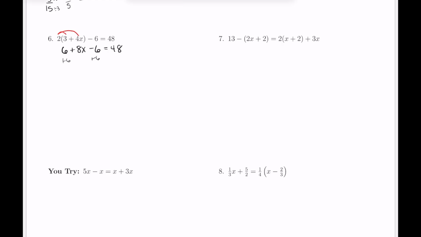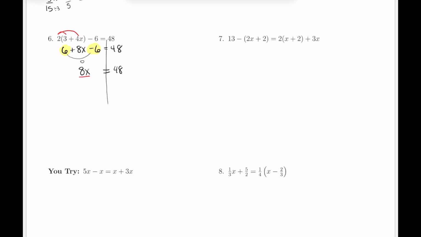That's not what we want to do. So instead, let's just combine the like terms. This 6 and this negative 6 are both on the same side of the equal sign. If you need to, draw a vertical line here so you can identify the two sides of the equal sign. But 6 and negative 6 combine together to be 0. So that just becomes 8x, and the 6 and negative 6 cancel out. Now I have 8x equals 48.